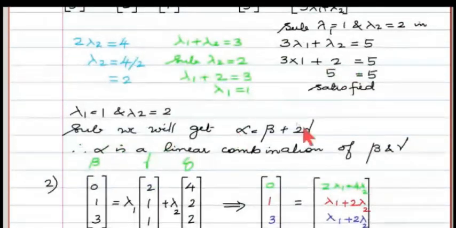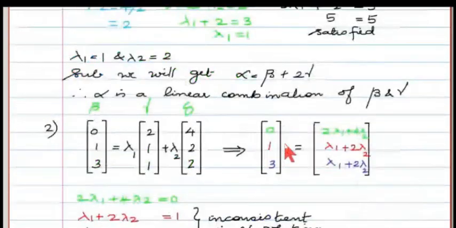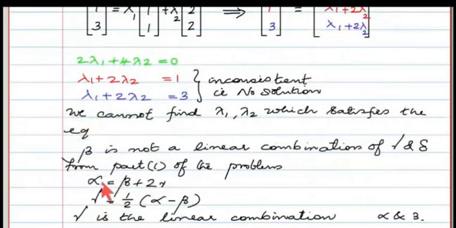So we got an equation like this, alpha equal to beta plus 2 gamma. From this equation, we will get 2 gamma equal to alpha minus beta, and gamma equal to 1 by 2 times (alpha minus beta). Therefore, gamma is a linear combination of alpha and beta.